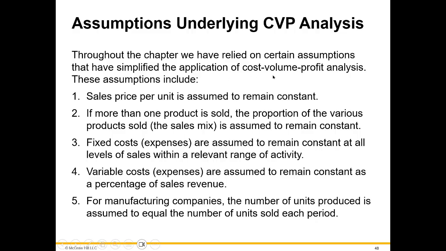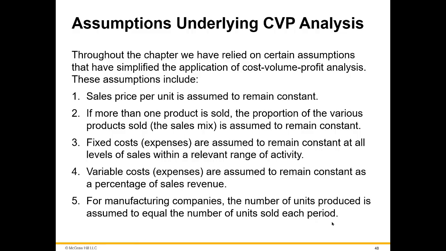All right, for cost-volume-profit analysis, we assume the sales price will remain constant, that we're able to use a sales mix because we have various products, and that the fixed costs stay within the relevant range. That's not going to change if volume goes up. The variable cost will remain constant, so it stays within the relevant range. And for manufacturing companies, the number of units produced is equal to the number of units sold each period. Okay, so that's just some assumptions we're making.